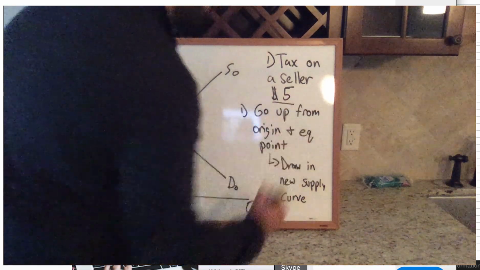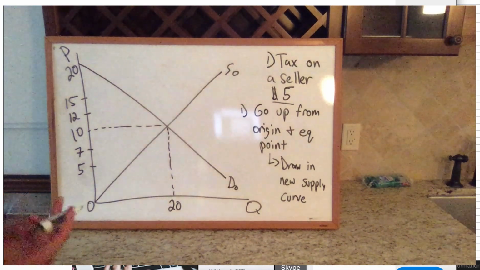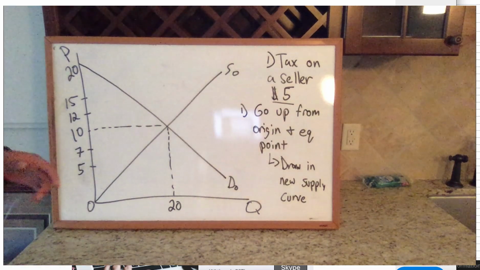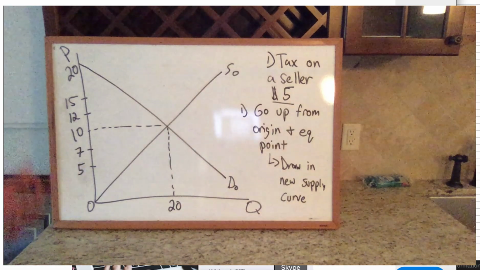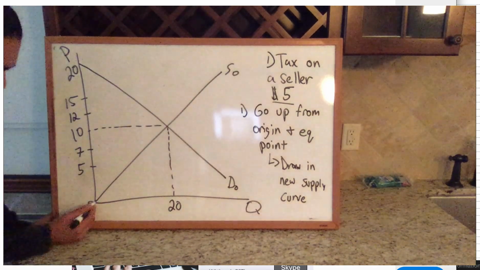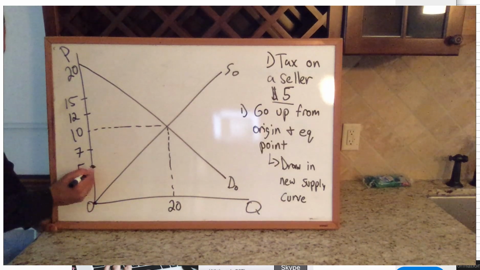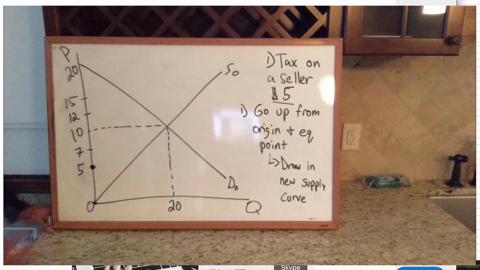The tax is $5. We already know that. First step, this is also outlined on your worksheet that's available to you. You're going to go up from your origin as well as your equilibrium point by that same amount of units as your tax. So we'll start with the origin. Our origin right here is 0. We're going to go up to 5. Again, that's the size of our tax. That's how much we're going to go up. You're going to put a point right there.